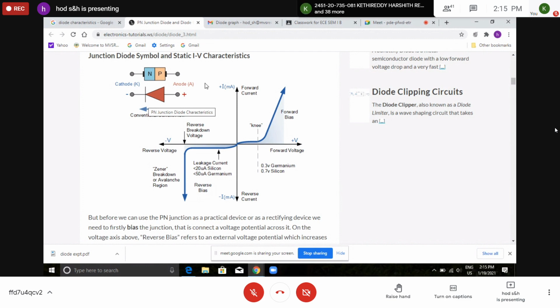Then you take the DC voltage initially as 5. If you take 5, for the corresponding voltage, it is giving only 0.1 microamps. Similarly, for 10 volts, 15, 20, 25, or 28 volts also, you will be getting only 0.1 microamps.